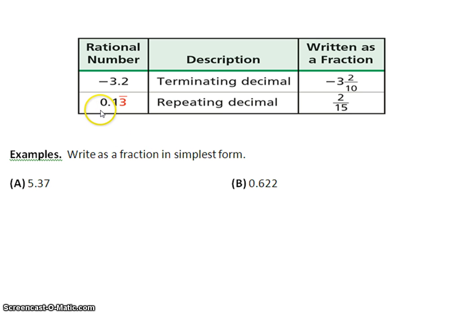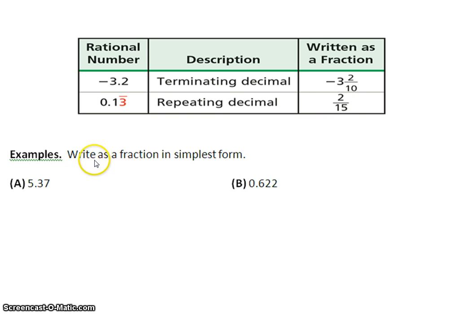This example is a repeating decimal, 0.13 repeating. It's a repeating decimal, meaning that this 3 never ends. It keeps going and going. As a fraction, that would be 2/15.